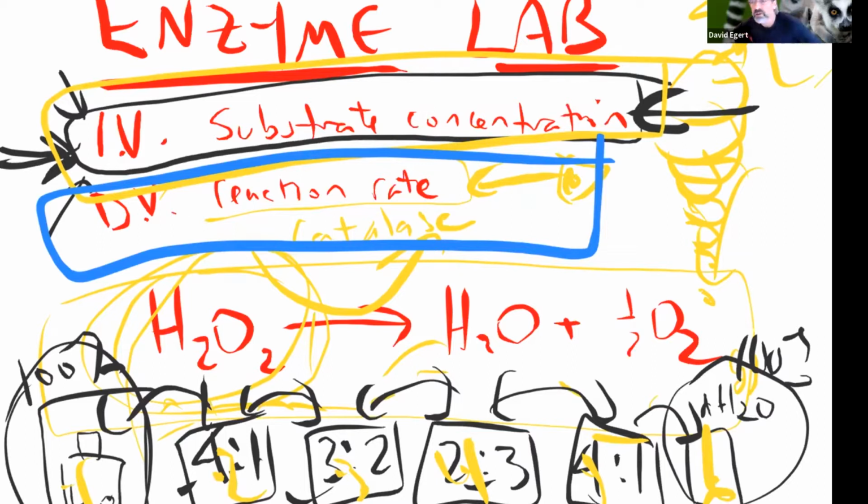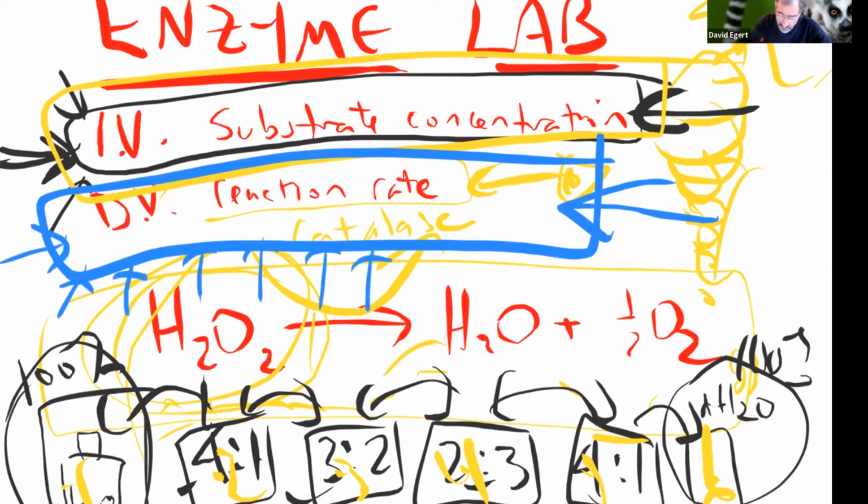So does that layout make sense? Okay. This part's trickier. How are we going to actually measure reaction rate?